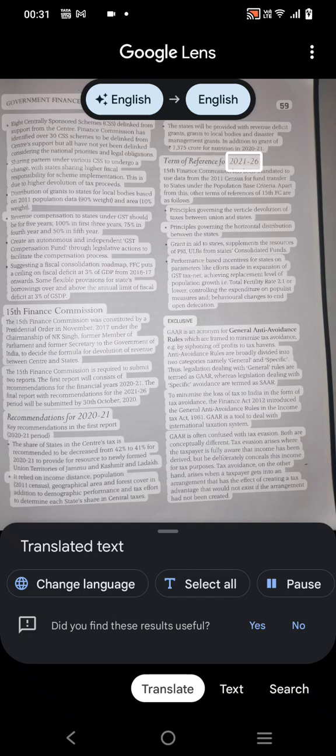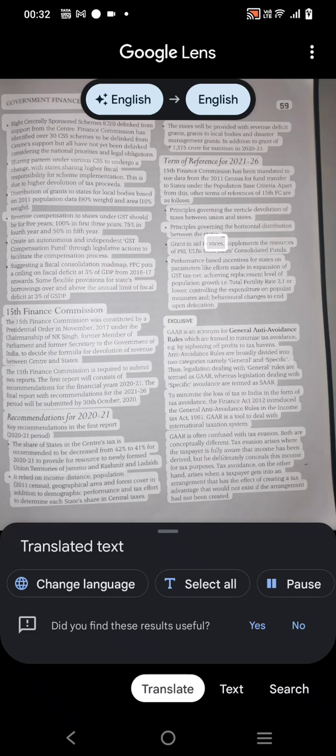Terms of reference for 2021 to 26. The 15th Finance Commission has been mandated to use data from the 2011 census for fund transfer to states under the population-based criteria. Apart from this, other terms of reference of the 15th FC are as follows. Principles governing the vertical devolution of taxes between union and states. Principles governing the horizontal distribution between the states.